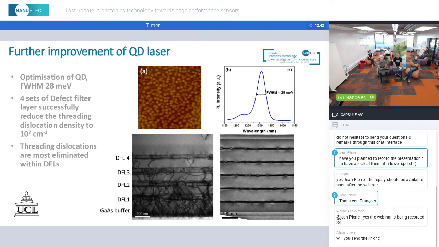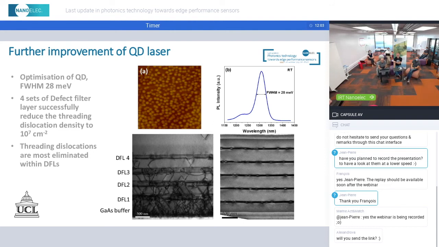So the typical PL spectrum you can obtain is represented here with an emission at 1.3 micron, and the full width at half maximum is 28 milli-electron volt. You see also the cross-section of the gallium arsenide buffer plus the dislocation filter. In that case, you have 1, 2, 3 dislocation filters which have been inserted between the gallium arsenide buffer and the active region of the PIN diode. And you see that the threading dislocation density has been considerably reduced to 10^7 per square centimeter.